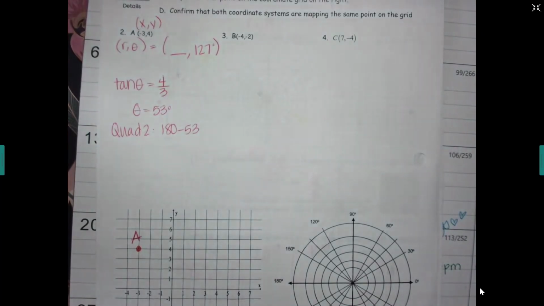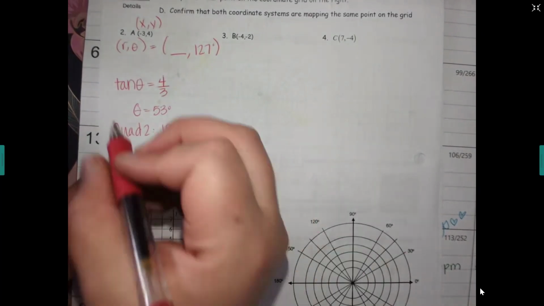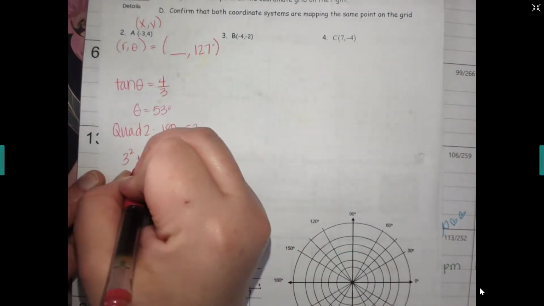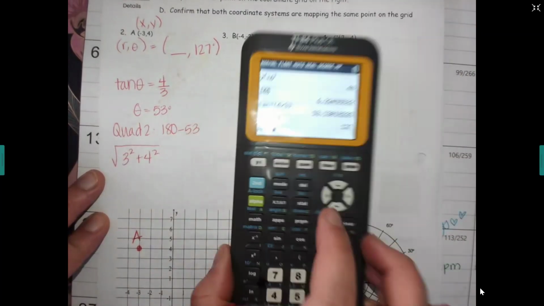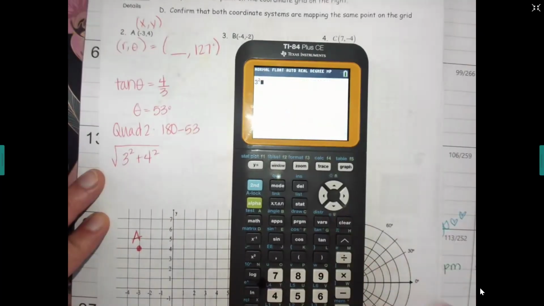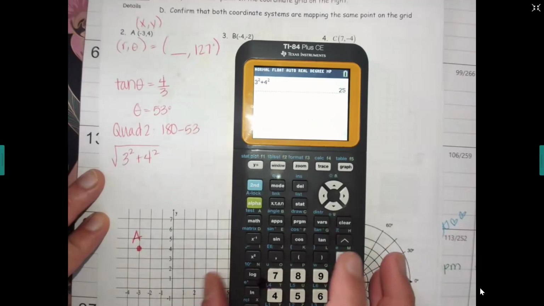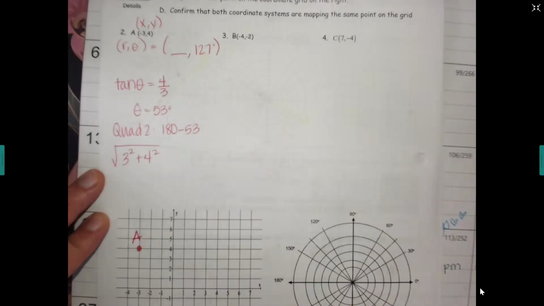Now we need to go back and find our r. How do I find r? Same as vectors. A squared plus b squared, then take the square root. So it'd be 3 squared plus 4 squared, and then take the square root. 3 squared plus 4 squared is 25. Square root of 25 is 5 exactly.